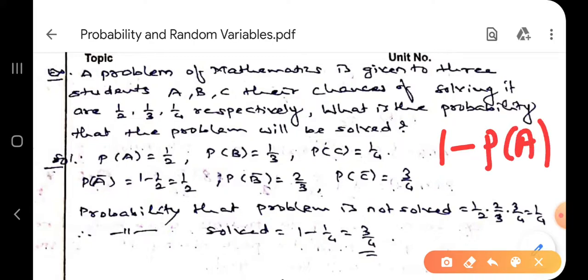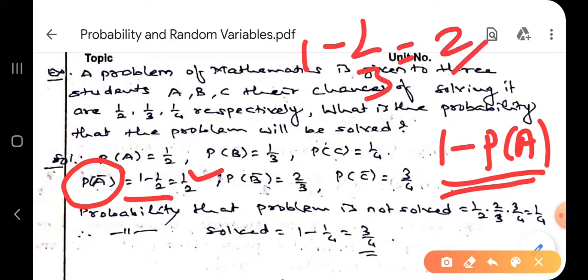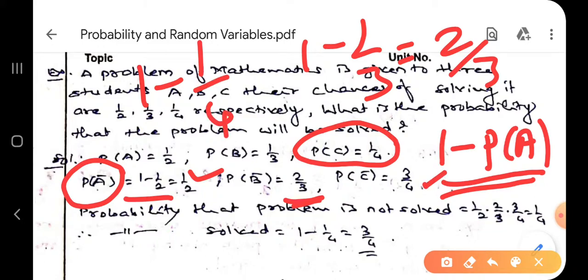Now we also require the probability that the problem is not solved, and we know that it is 1 minus the probability of the problem being solved. Suppose I want to find the probability that A will not solve the problem. We can find that as 1 minus P of A. So 1 minus 1 by 2, that is, P of A complement is 1 by 2. In a similar way, B will not solve the problem. That means P of B complement, which is 1 minus 1 by 3, so I get 2 by 3. Correct? Then P of C is 1 by 4. Now what is P of C complement? 1 minus 1 by 4, so it is 3 by 4.